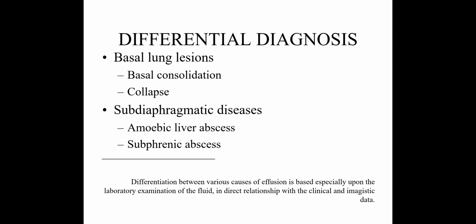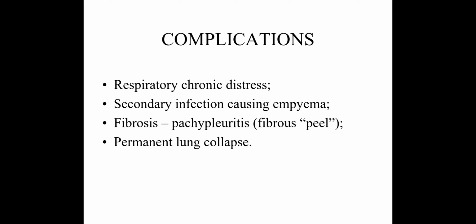Differential diagnosis of effusion: basal lung lesions like basal consolidation, collapse, subdiaphragmatic disease, amoebic liver abscess, subphrenic abscess. Complications of effusion: respiratory distress, secondary infection causing empyema, and fibrosis. A fibrous layer is formed and called a peel, and this ends with what's called trapped lung, permanent lung collapse.